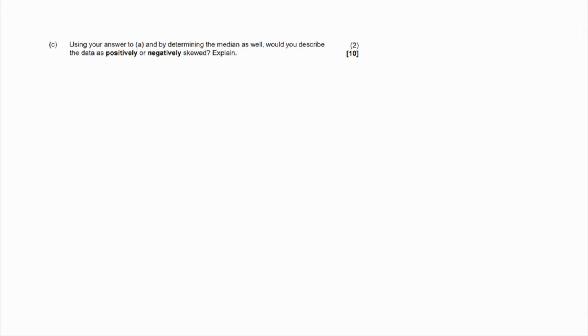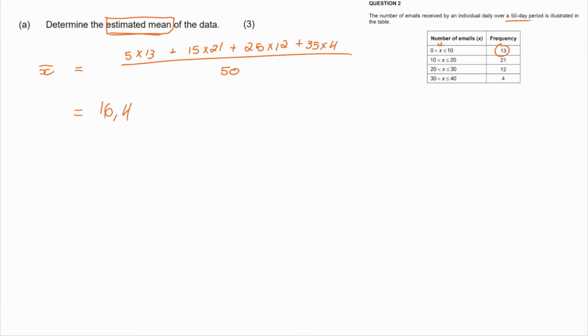We might use it. For question C, they say we have to use our answer in A, and by determining the median as well, so we're going to have to find the median. Would you describe the data as positively or negatively skewed? And we need to explain. So what we need to be checking is, well, our answer from A was a mean, and we got 16,4.